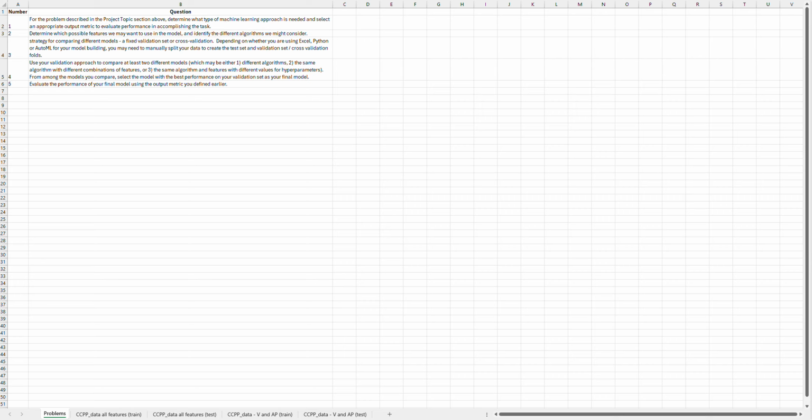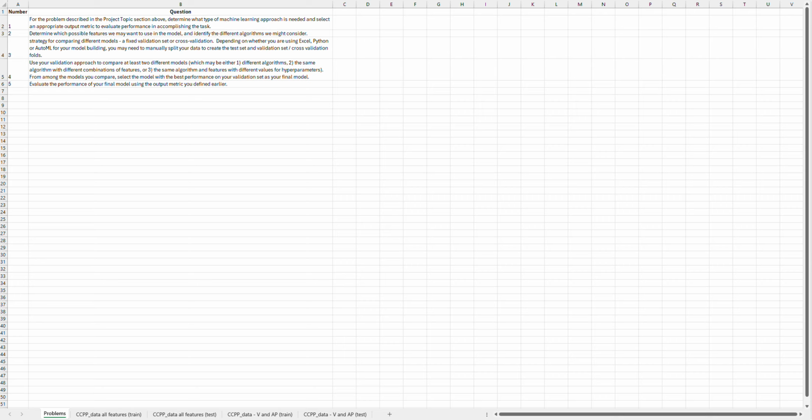So now for the second question, it reads, determine which possible features we may want to use in the model and identify different algorithms we might consider. So for this problem, we can utilize different methods such as lasso and ridge, which affect the absolute value of the feature coefficients. And in the case of lasso, it can effectively perform feature selection since it can shrink coefficients to zero if it deems a feature non-important. However, for this exercise, I haven't utilized any of these methods, but instead did random feature selection and an example of full feature inclusion to see the different results.